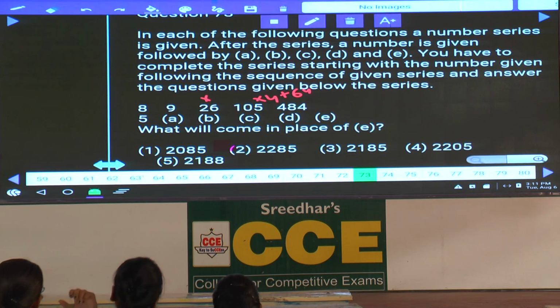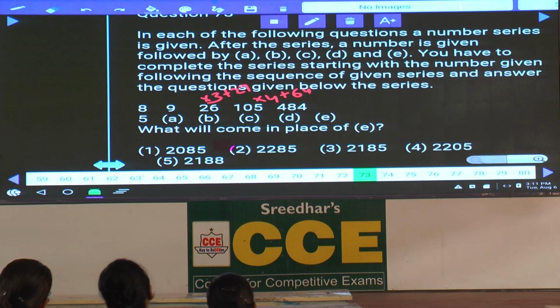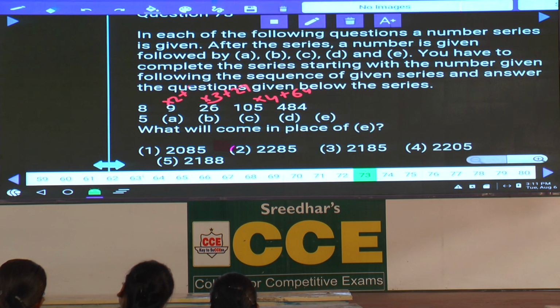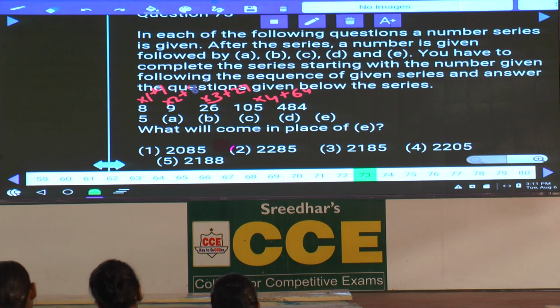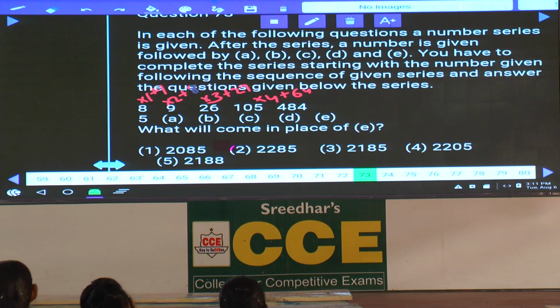Now 26 into 3 is 78, plus 27. Into 4 plus 4 cube, into 3 plus 3 cube, into 2 plus 2 cube. 9 into 2, 18 plus 8, 26. Now into 1 plus 1 cube, into 2 plus 8, into 3 plus 27, into 4 plus 64, and into 5 plus 125, and so on. Now starting with 5, as it is based on a combination, we need to work out each and every number.